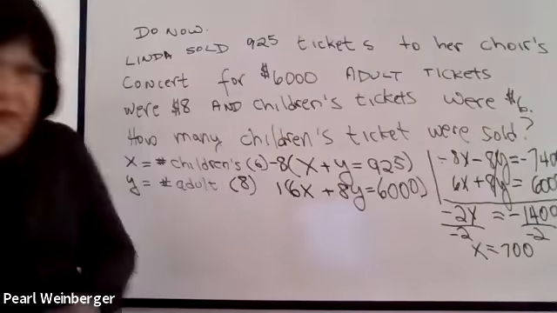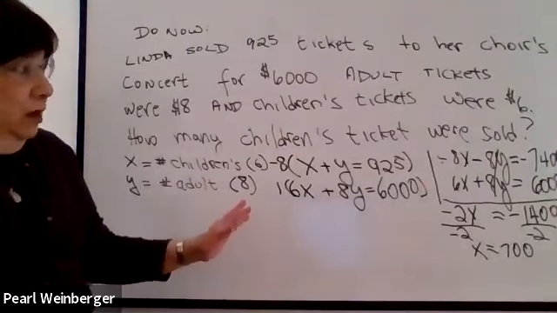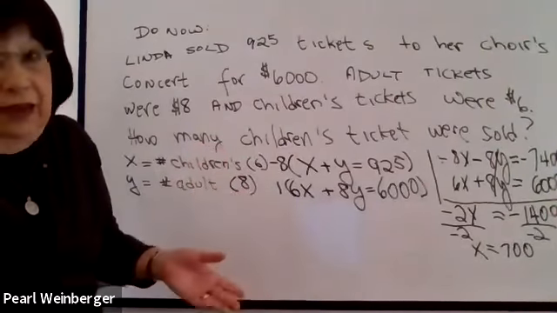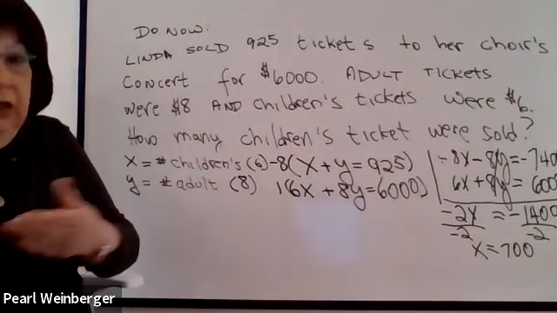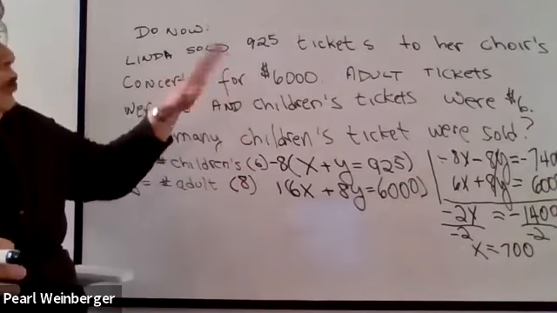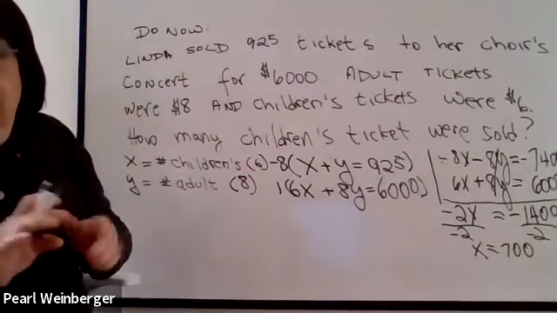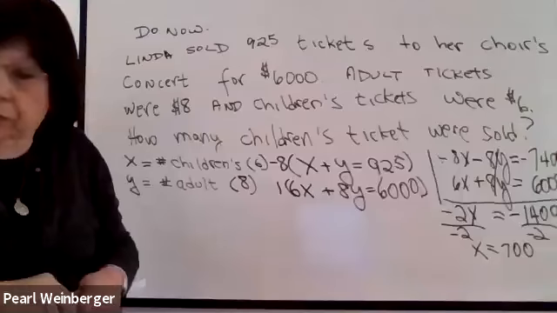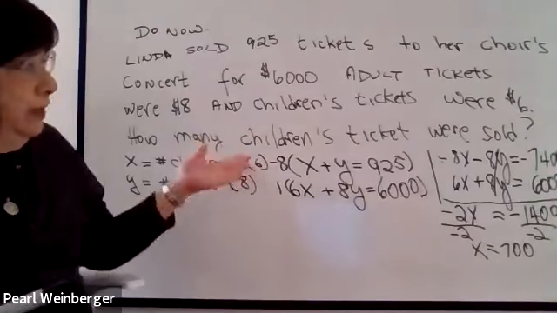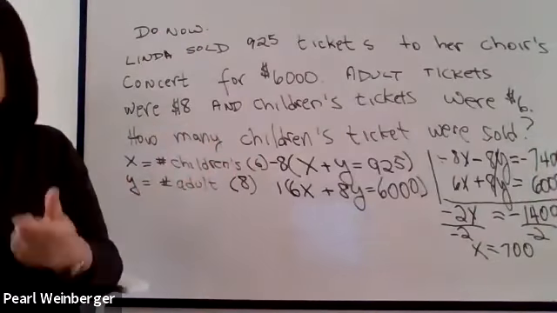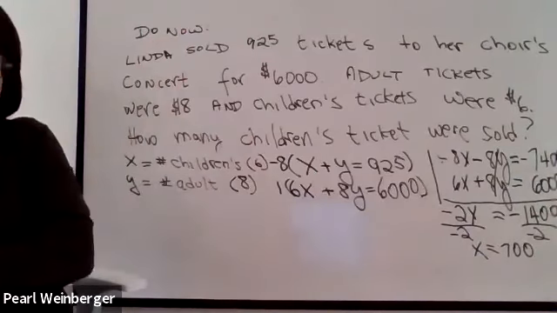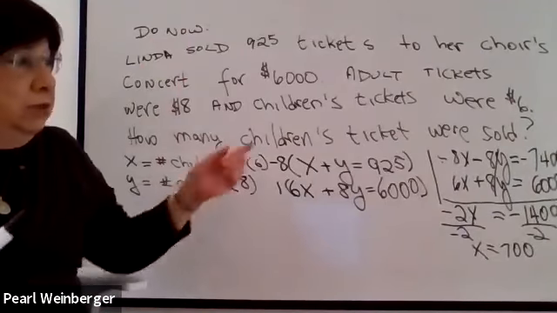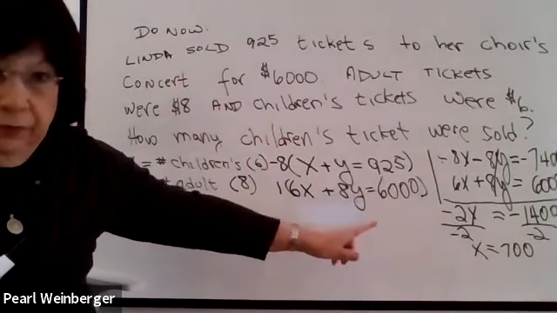Since they didn't ask me, I could stop right here. Usually they ask how much are these children's tickets, how much are the adult tickets. But in this case, the question was how many children's tickets were sold. I'm telling you this because this comes up on the midterm, on the final, when they ask these kinds of questions. Sometimes they ask you for both, and then they'll write the adult tickets are this, the children's tickets are this. But sometimes they just ask you to figure out one of them.